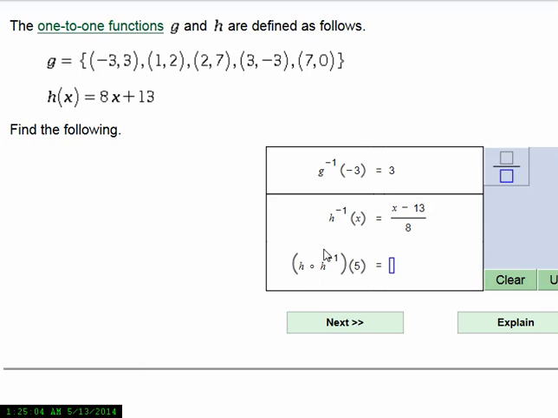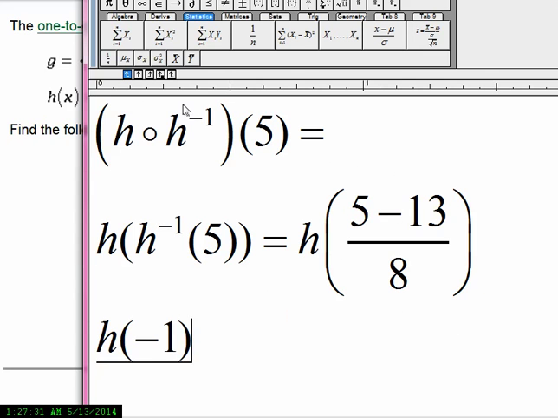Then it says now compute h of negative 1. So let's capture that using our math type. So now I've written it out in math type. Our first part was h composed with h inverse of 5, which really means to first evaluate h inverse at 5. And when I plug in 5 for h inverse, I got 5 minus 13 over 8, which was negative 1. Now I'm going to evaluate h of negative 1.